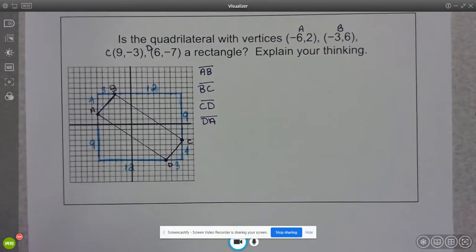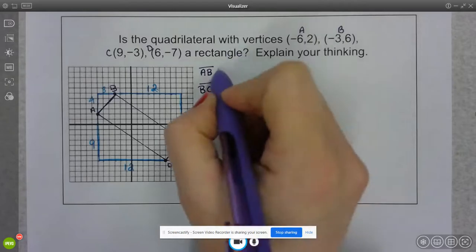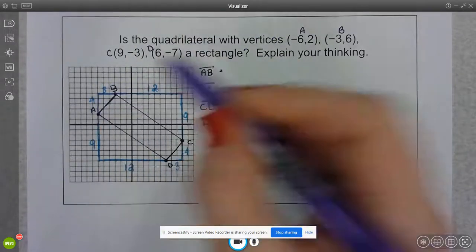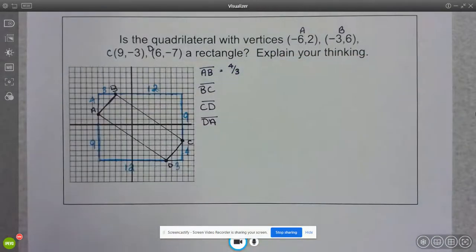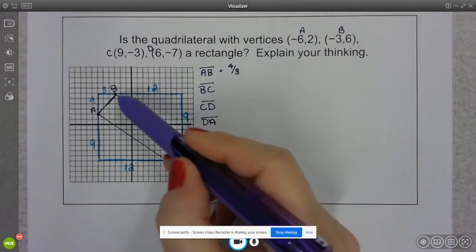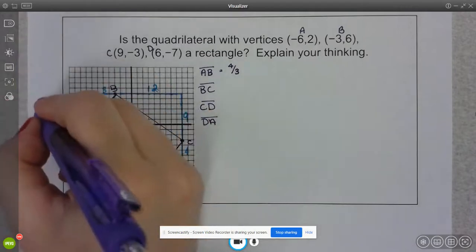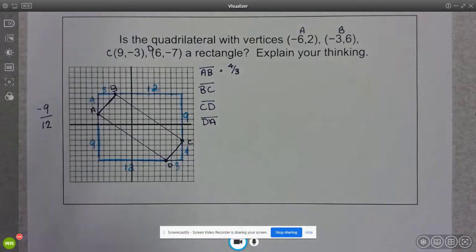Now we do have to keep going because we have to explain our thinking and we have to prove that this is actually a rectangle. So if I'm talking about slopes for AB, the line is increasing, so it'll be up 4 over 3. So that would be a slope of 4/3. Here between B and C, I have to go down 9 and over 12. And I am going to simplify this for the slope.